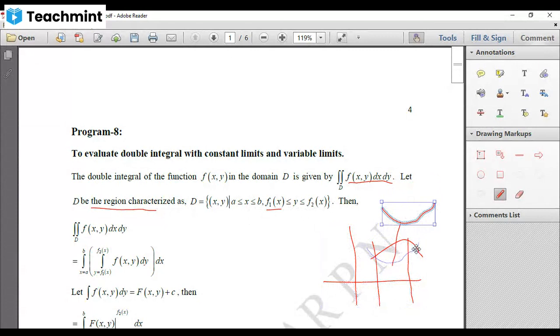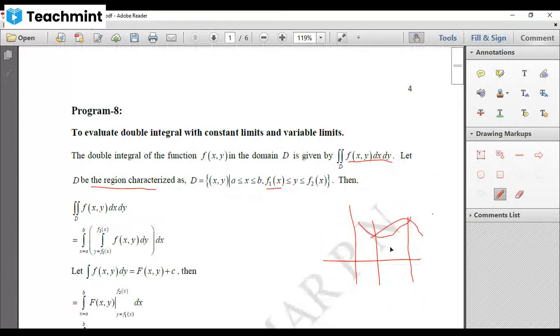This is our region. So this curve is x equal to a, this is x equal to b, and this is say f1 of x, and this is f2 of x. So this region is your D, and we have to find the double integral over this region.